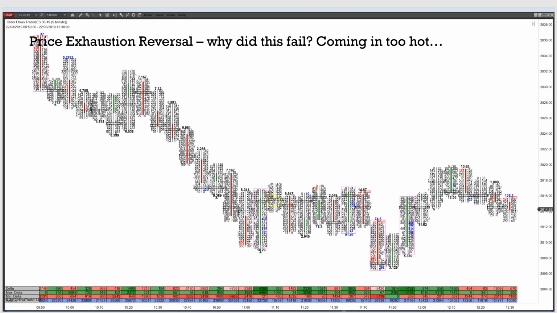If I was long in here and I'm a half hour later and I'm still around break even, you get out. This one, I think the market was just coming down too fast, too quick, too soon. But I'd still be looking to take the trade in here anyway.